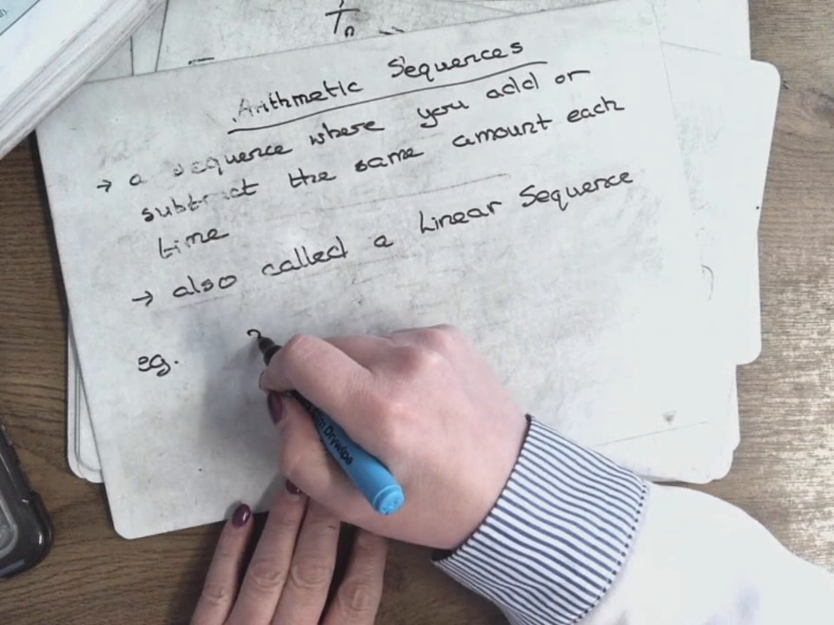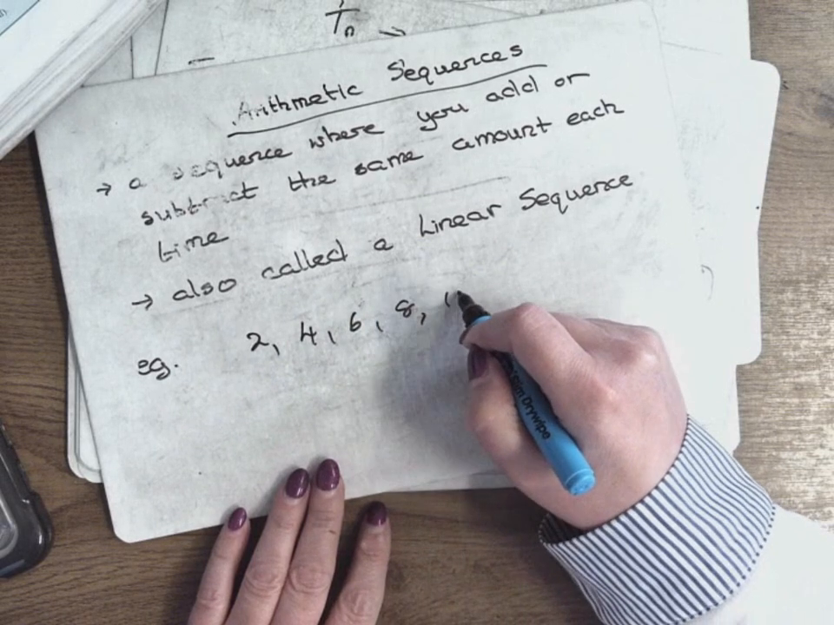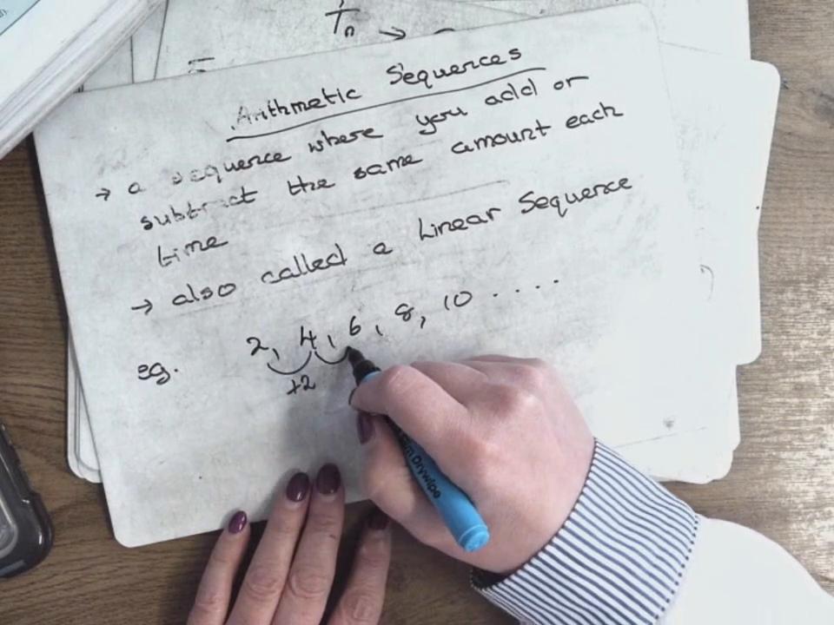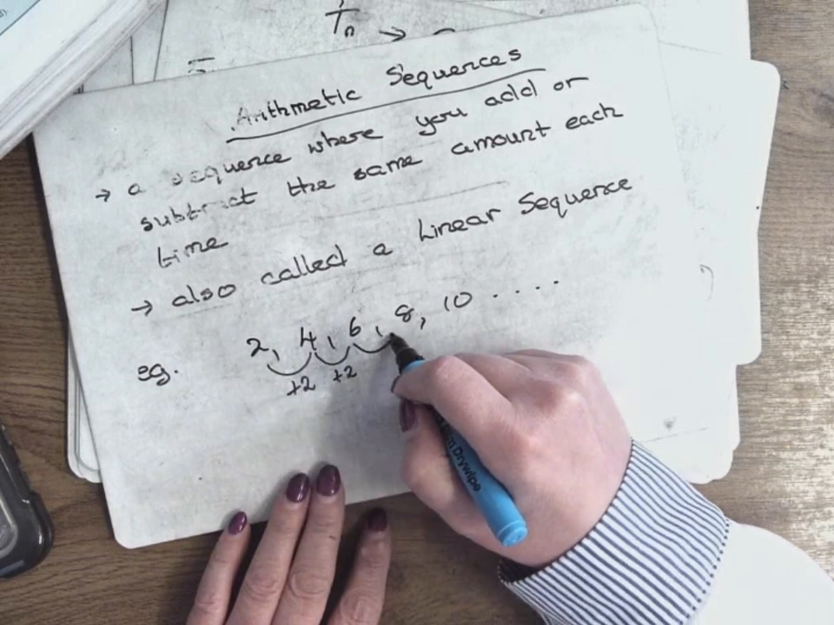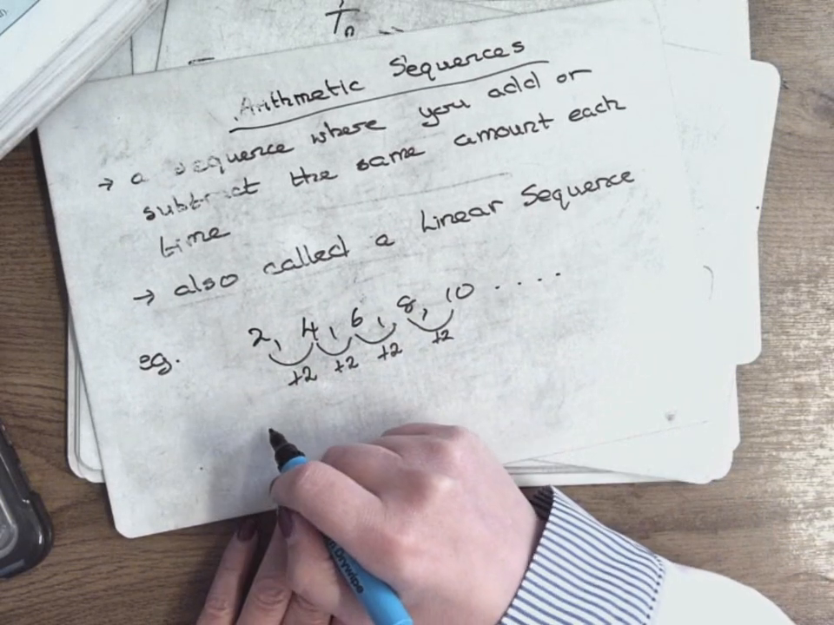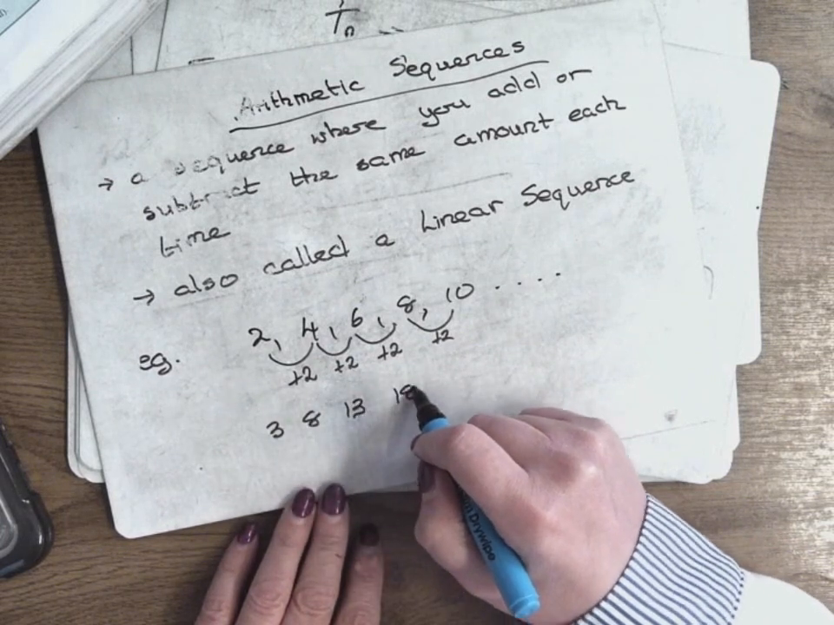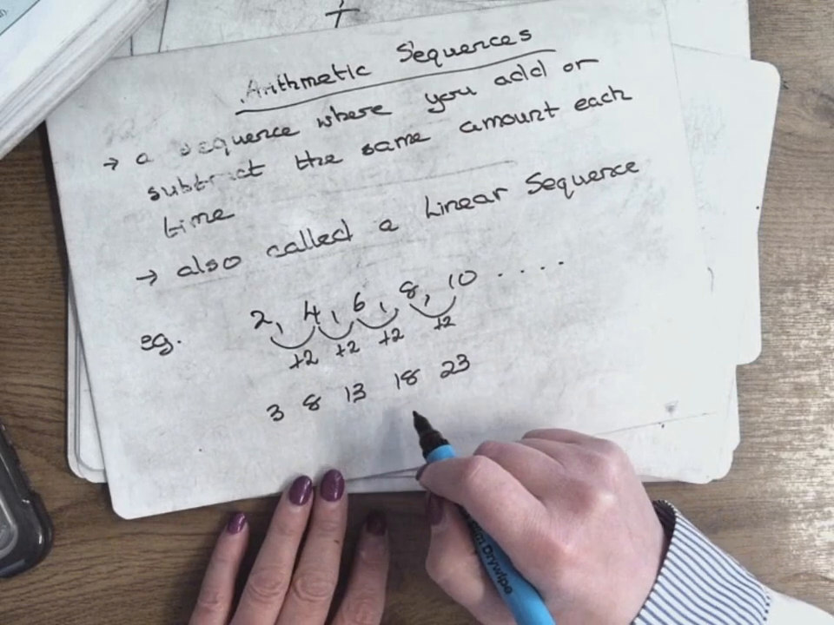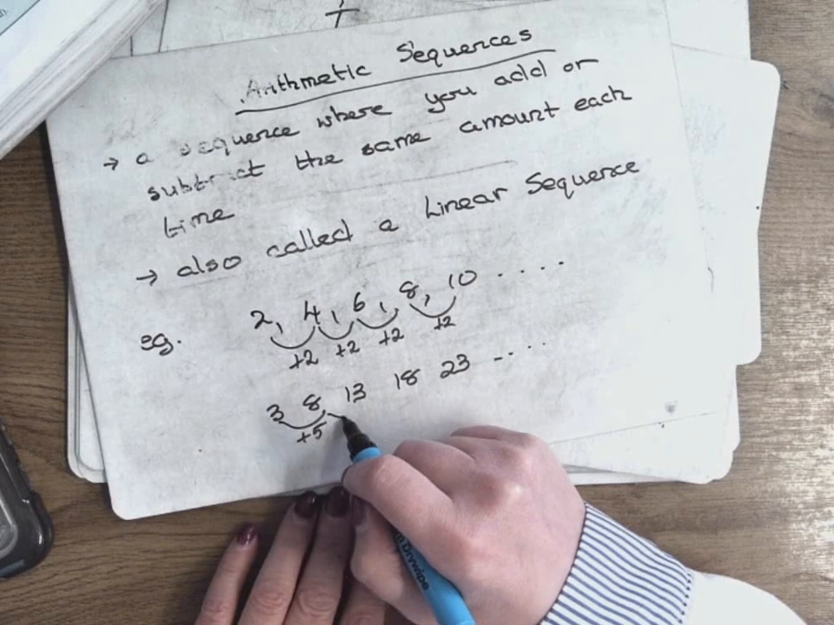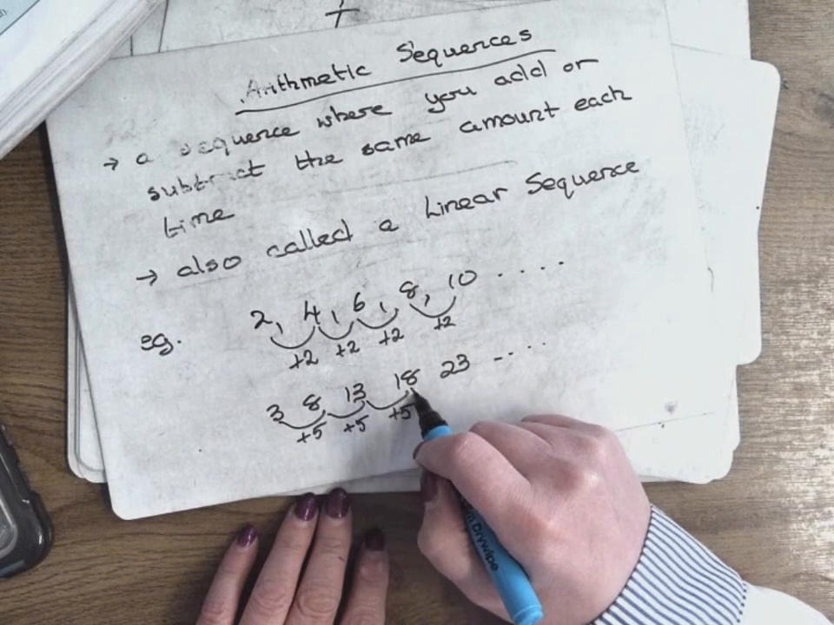An example would be 2, 4, 6, 8, 10, and so on. Basically, you're adding 2 each time. So that's an example of an arithmetic sequence, right? Another example would be 3, 8, 13, 18, 23. This is also an arithmetic sequence because you're adding 5 each time. So plus 5, plus 5, plus 5, plus 5.